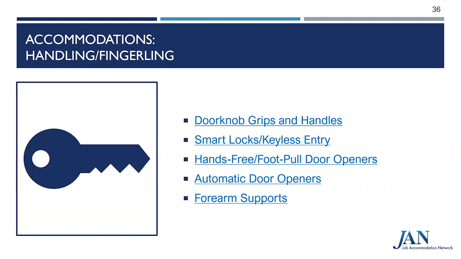The most common thing that employees have issues with could be opening a simple door to an office or a restroom or just to get in the building. Doorknobs could be difficult to turn. So some of the things you could look at were doorknob grips and handle extenders, because those are low cost alternatives rather than installing automatic door openers. For some jobs like corrections, key turning could be problematic for someone with fine motor limitations. So you may want to consider replacing those with smart locks or keyless entries.